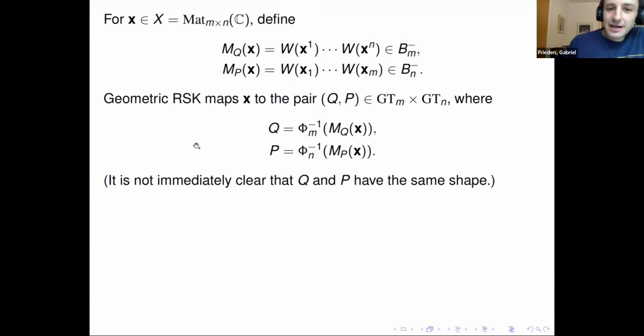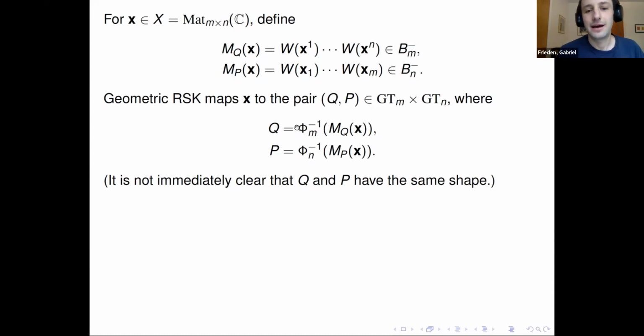So now geometric RSK, one way to describe it is that it maps X to the pair QP, where Q is, so remember, phi was this map from Gelfand-Tsetlin patterns to lower triangular matrices. And then the Q tableau is the inverse of that map applied to this matrix MQ. And P is the inverse of the GLn map applied to this n by n matrix.